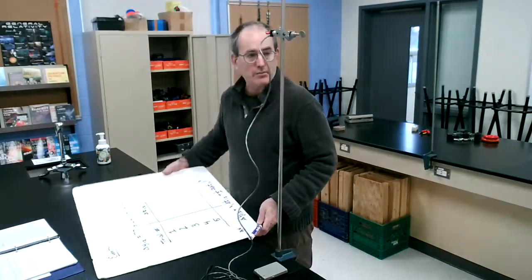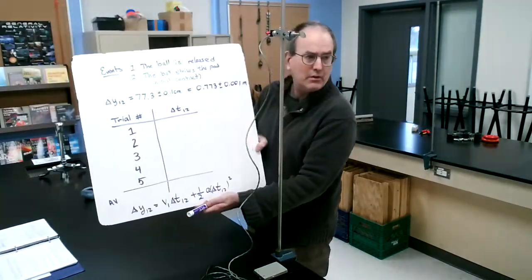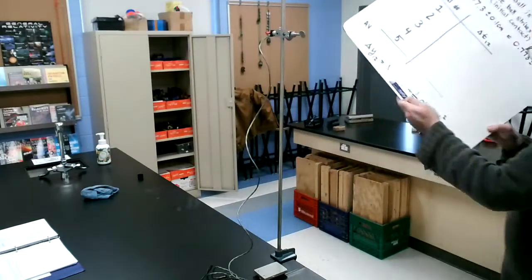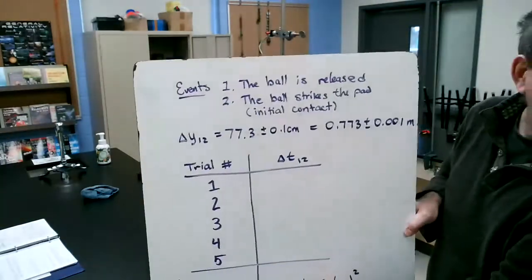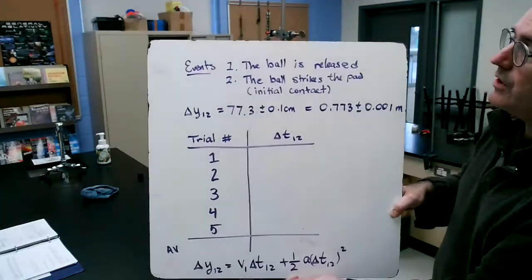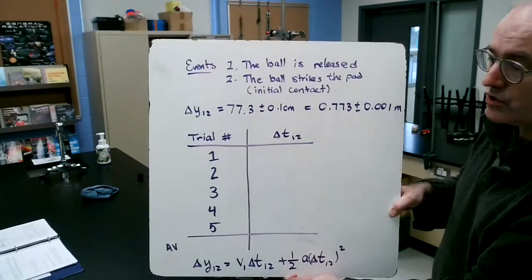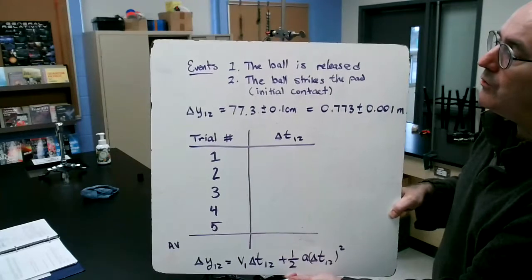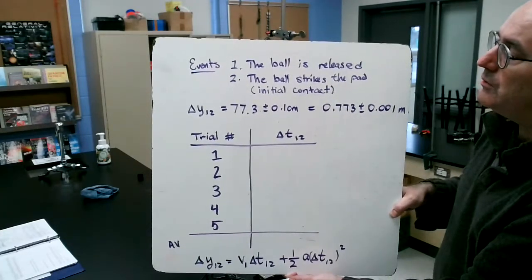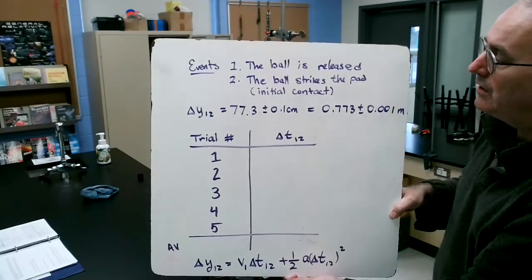And so now I've set up a table, and it looks like this, right? And it describes our experiment. So if we think about our experiment, it's quite straightforward. We have 2 events. The ball is released, the ball strikes the pad, makes initial contact. Delta Y12 I just measured, 77.3 plus or minus 0.1 centimeters.